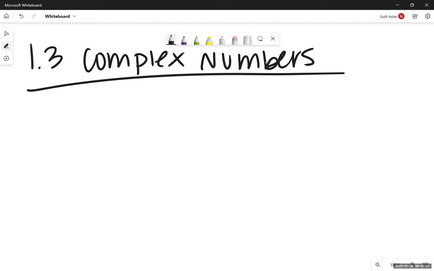Hey, good morning, Mia. So we're going to just kind of work on or evaluate them. Then we need to multiply them. Then we need to divide them. Then we need to add them. Then we subtract them. We're gonna do all kinds of operations on these types of numbers, okay?